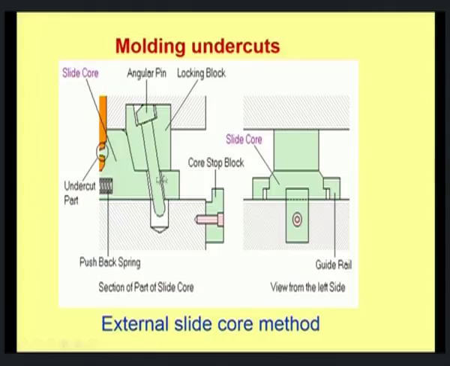So, therefore, one needs a method like this, and this is basically the slide core, and then this is a pushback spring. This will ensure that the slide core can move forward or it can move behind, and then this core stop block will again function in such a way according to the mold, whether the mold is going to open or the mold is going to close down. This has to stop this block.